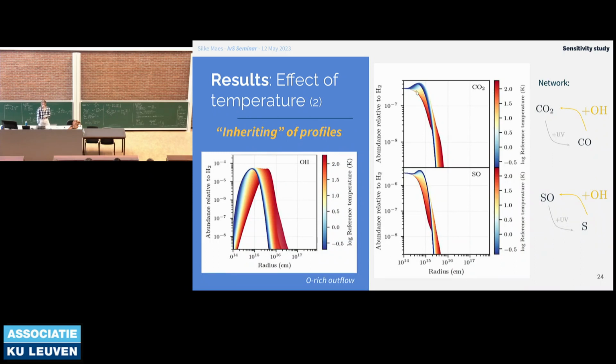So closer to the AGB star, the blue models reach a higher abundance because there we have more OH available. And the same holds for SO. So in this way, the temperature dependence can propagate through the chemical network, and this actually means that probably the abundances of all species still depend on the temperature. So temperature is a very important parameter to take into account in the chemical models.